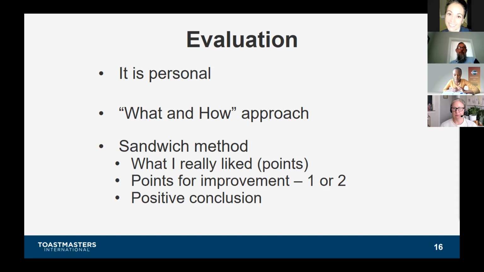The what and how approach. The what: we will be looking at the content and structure. We will see if the speaker is addressing the goals defined in the Toastmasters manual. We will look at vocal variety, eye contact, and body gestures, and also the outline of the objectives. The sandwich method is very practical. We start with something that we like, then we go to points of improvement, and then we finish with something that we really like and a positive conclusion.